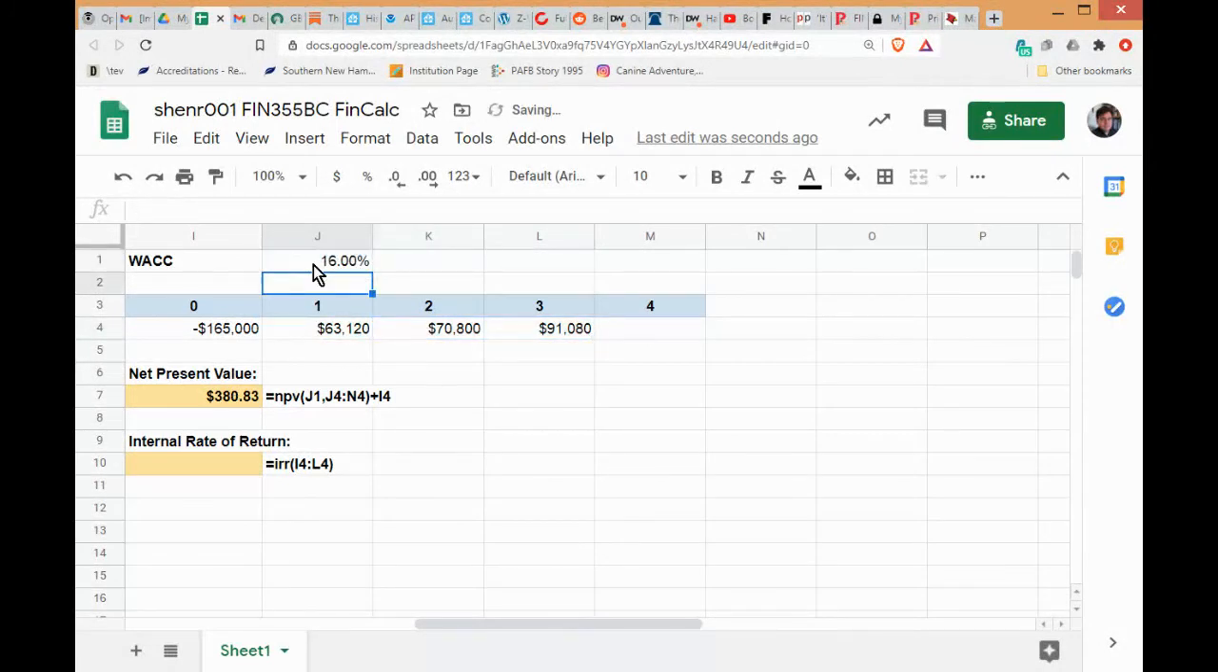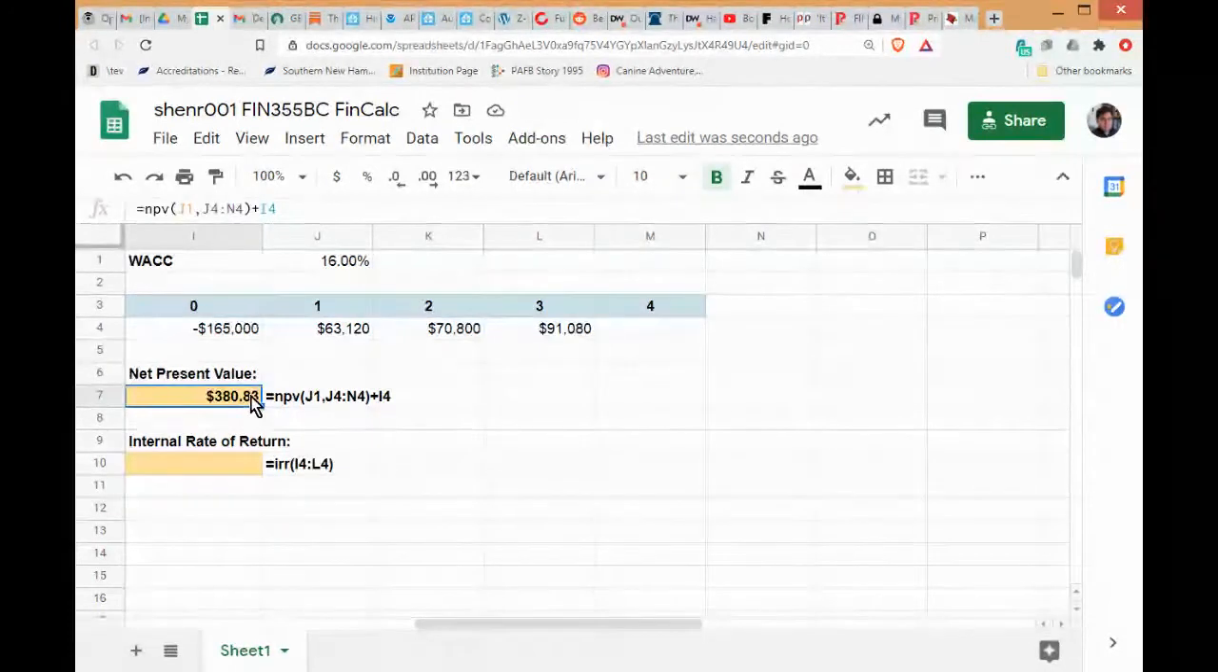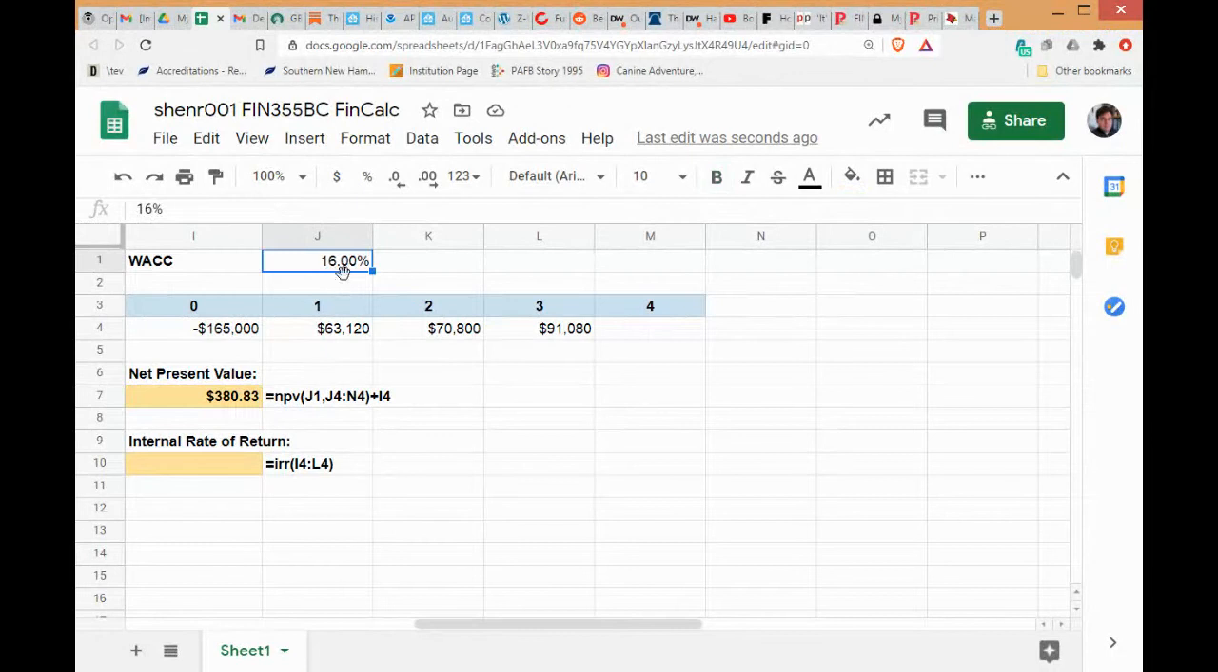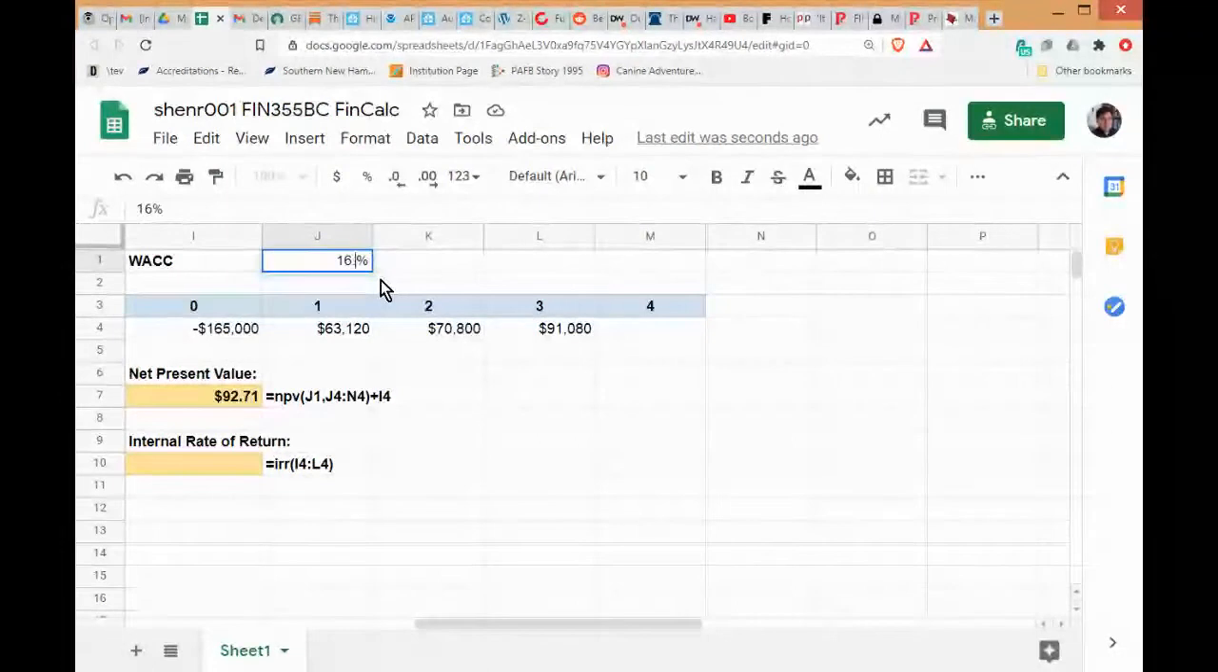16%, getting there. This is still positive, but pretty close to zero, actually. If I keep guessing at this, 16.1%, let's say, I'm looking for the rate that makes this exactly equal to zero.